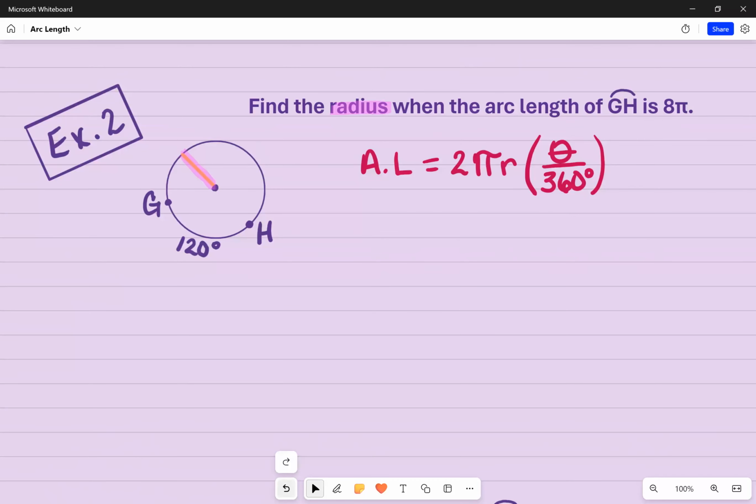So in my formula where it says arc length, I'm going to replace that with 8 pi. And now I keep going, 2 pi. Well, I'm trying to find the radius, so I know that that r is going to stay there.